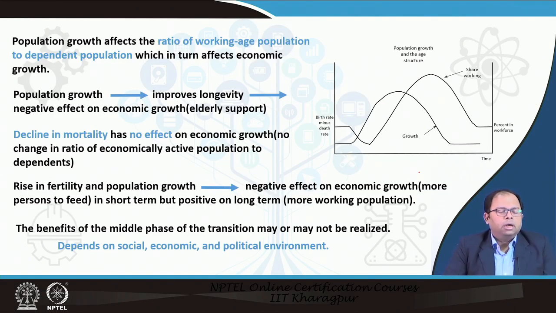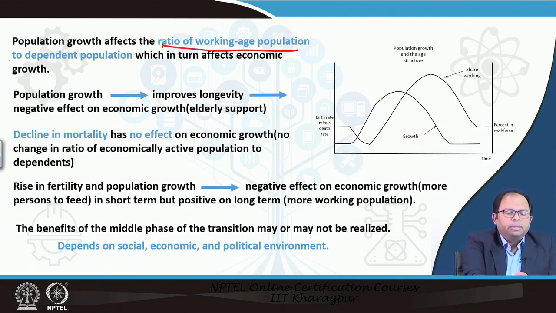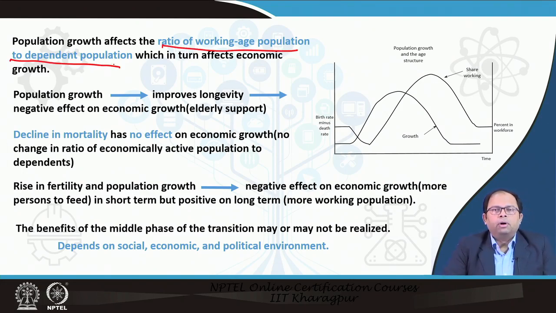To summarize this discussion, we can say population growth affects the ratio of working age population to dependent population, which in turn affects economic growth. This ratio is very, very important. In this particular figure, this is the growth rate. Initially growth is less, then growth increases, then growth falls down.